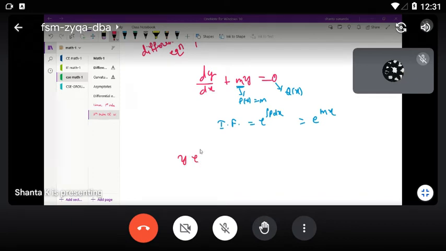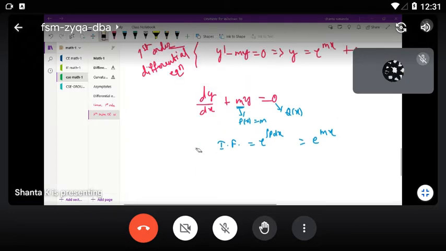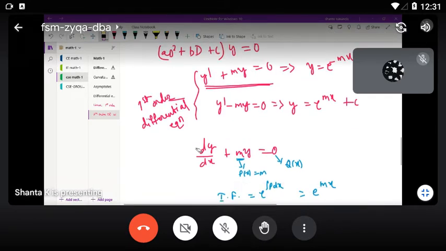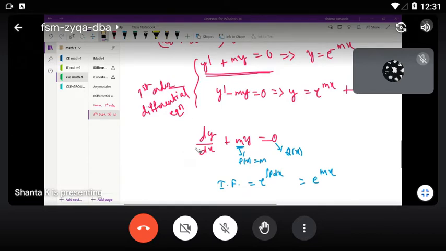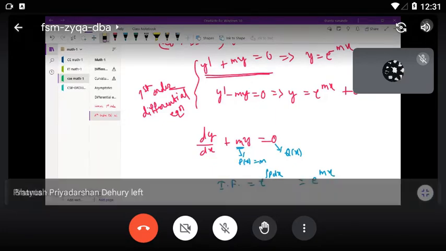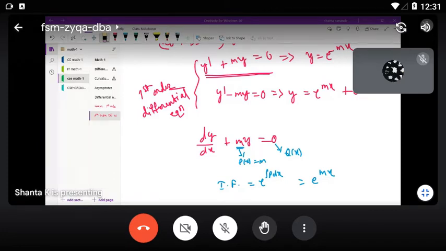So you can write it as e power... It is coming as c into e to the power minus mx, not plus. c multiplied by constant into e to the power minus mx. It is coming like that. So it's a constant, the constant of integration. C is the constant of integration. Ma'am, we can use the variable separable method. Yes, you can use that also. Whichever way you use, you should be getting this one.